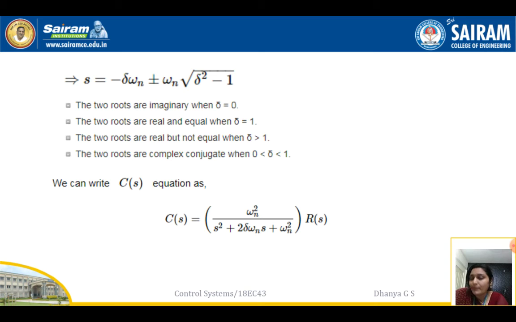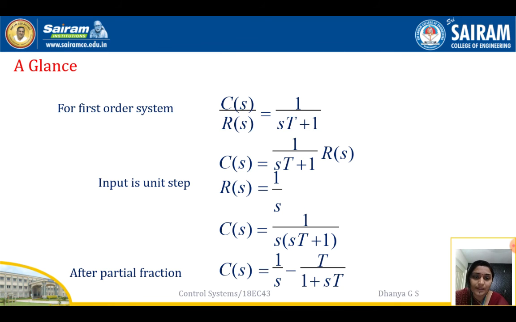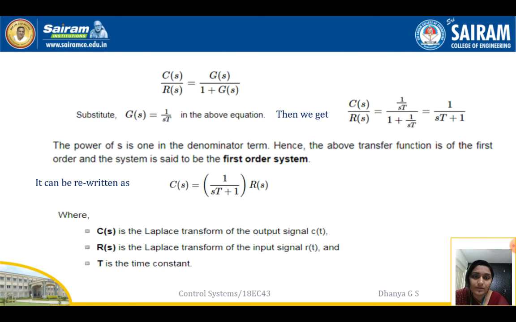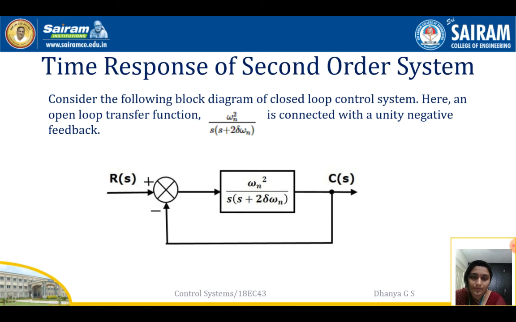Previously we have seen that we can write the same thing for second order also. C of s is equal to omega n square divided by s square plus 2 zeta omega n s plus omega n square into R of s, which we have done previously. For the first order it was C of s is equal to 1 by (Ts plus 1) into R of s. Same thing we have done over here. You can see what you have written there. Similarly, we have written for the second order system also.